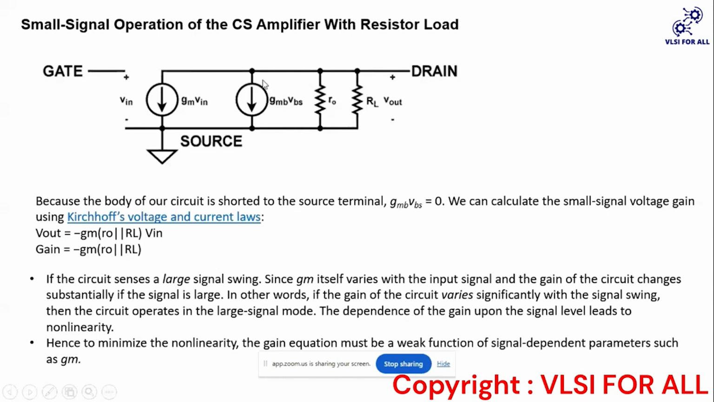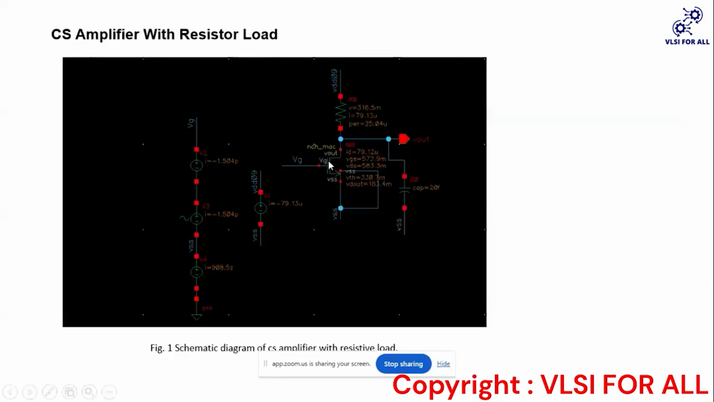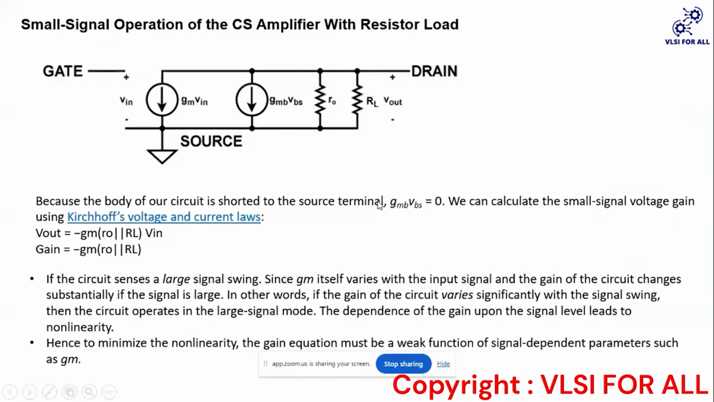So here I am not considering the body effect because our body is connected with the source, as we can see here. Here I have connected the body terminal with the source. So the body to source voltage is zero. That's why we are not considering this current source, because if the voltage is zero, it will act as an open circuit, right?